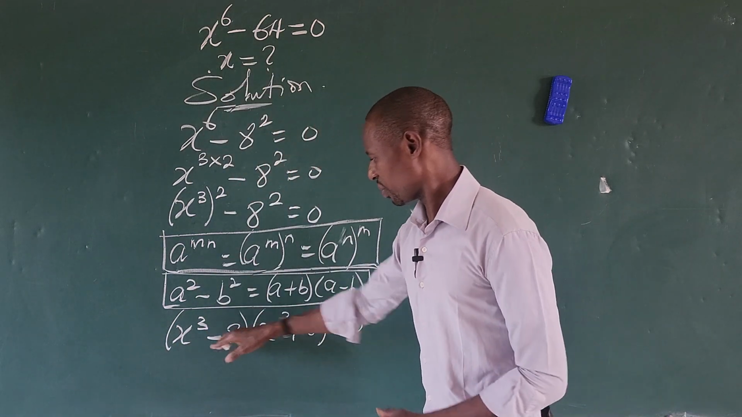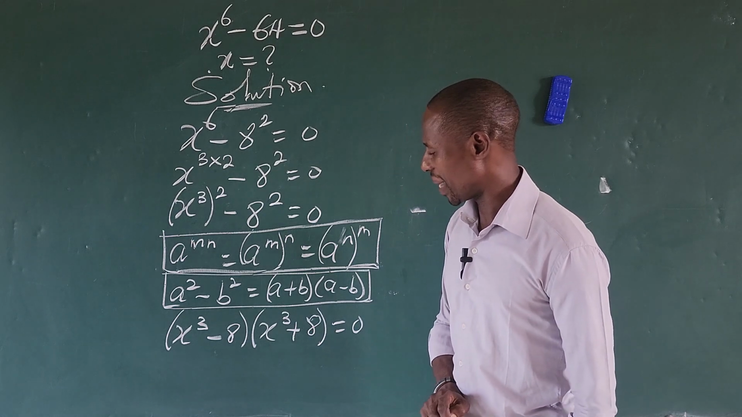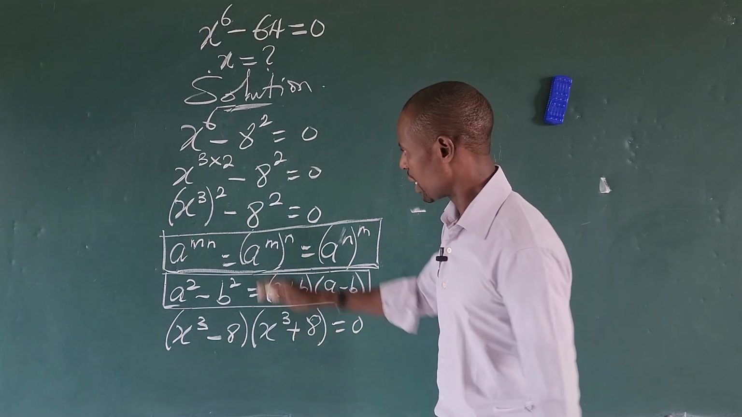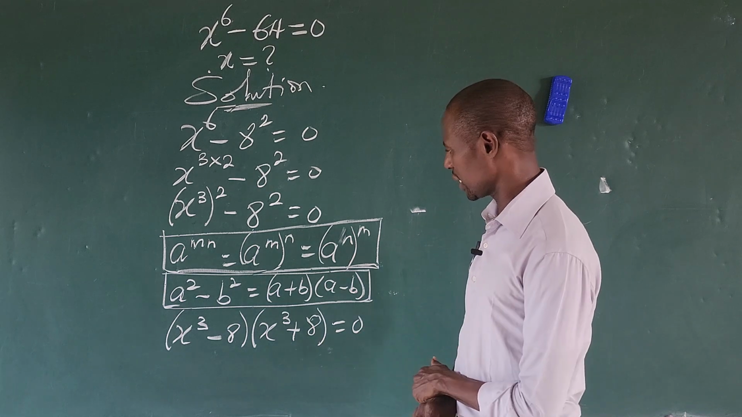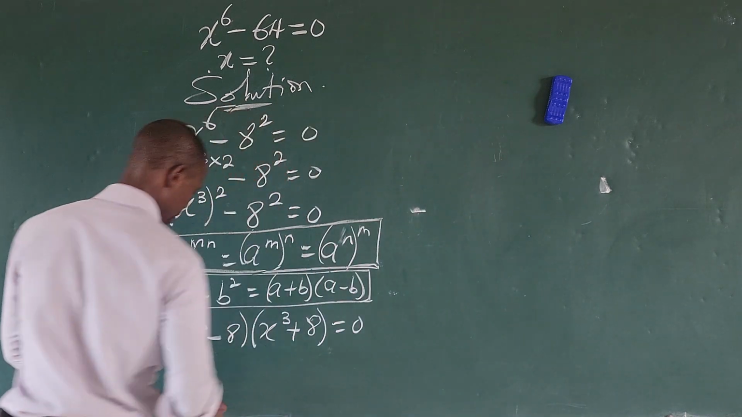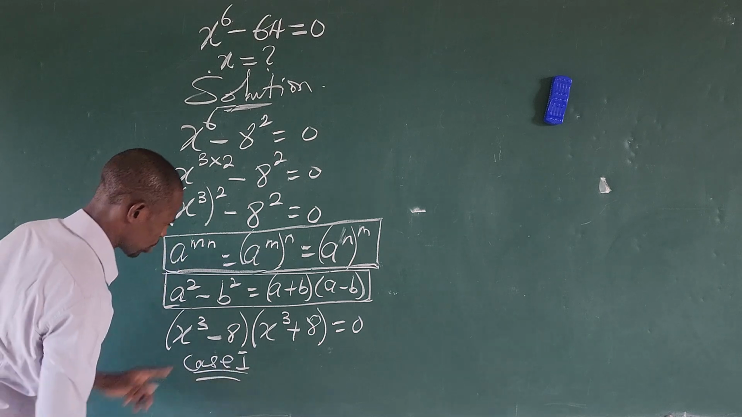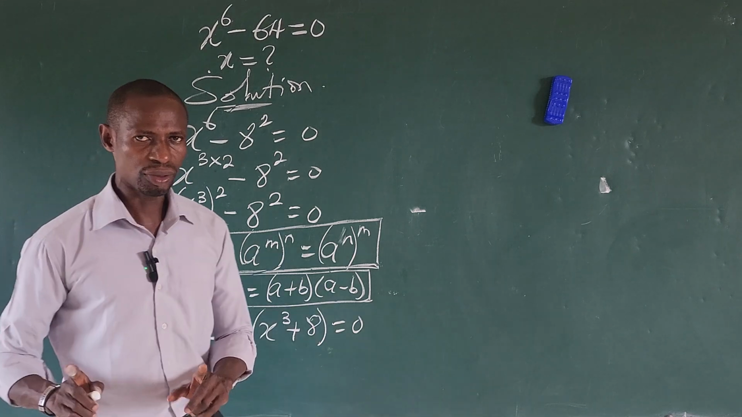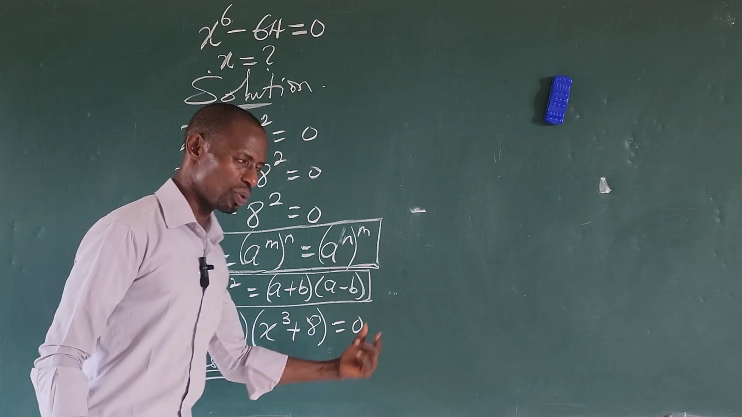Yes. So whichever one comes first is still the same thing. I decided to bring the minus first before the plus. But the whole of this expression is equal to 0. So we have two cases here now. So we're going to take case 1. What is case 1? We're going to take this because according to the zero product rule, we equate this to 0 and we equate this to 0.